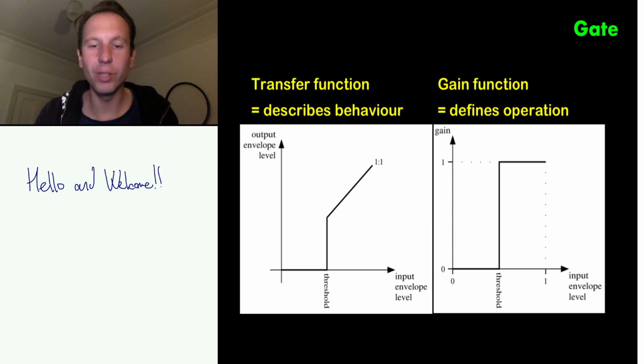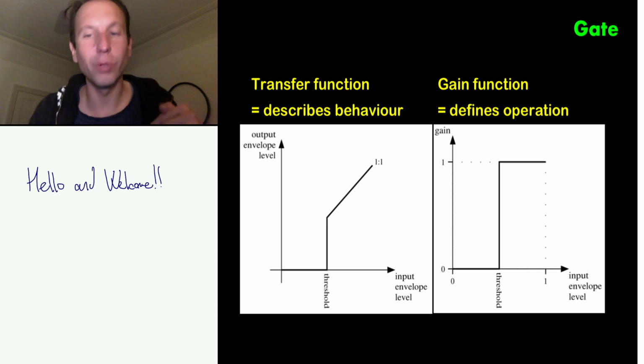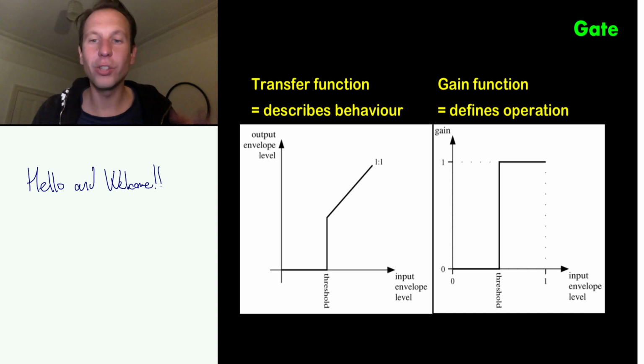And hopefully with this simple example you can understand that with the transfer function, if the input level is below the threshold, the output level is 0. But as far as the gain function is concerned, as soon as the threshold is crossed, the gain has to be 1. So the signal is fully intact. And if the input signal is below the threshold, then the gain value has to be 0, so the signal is muted.